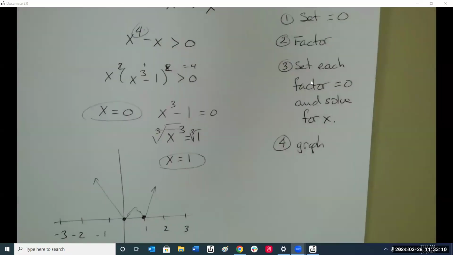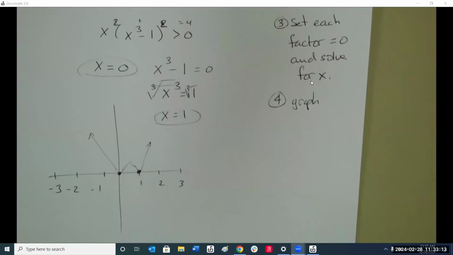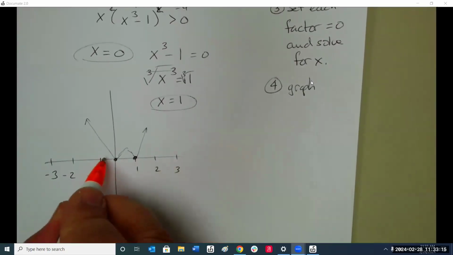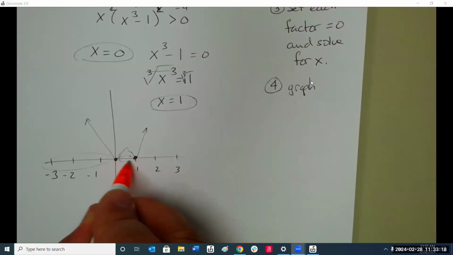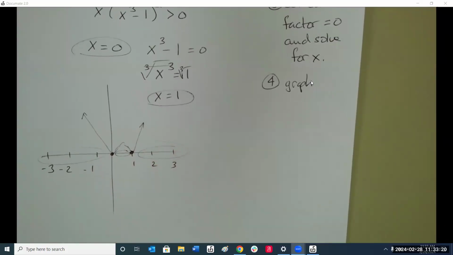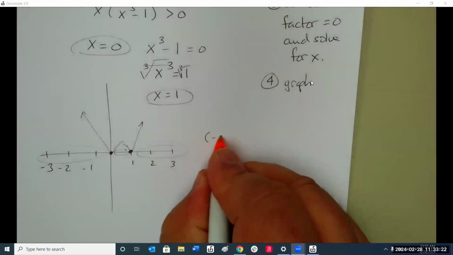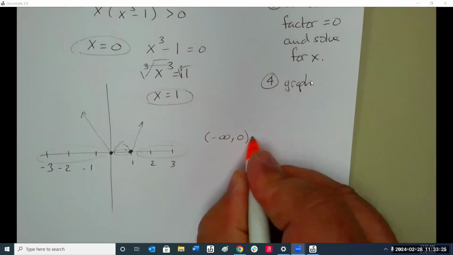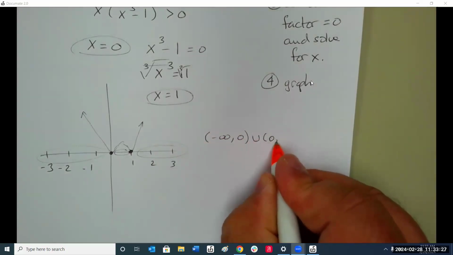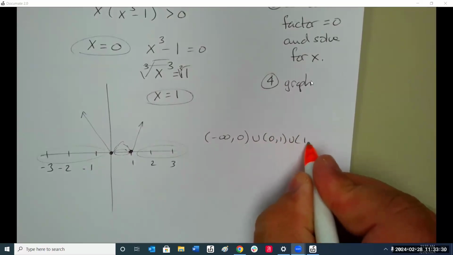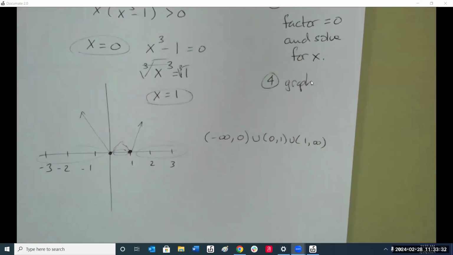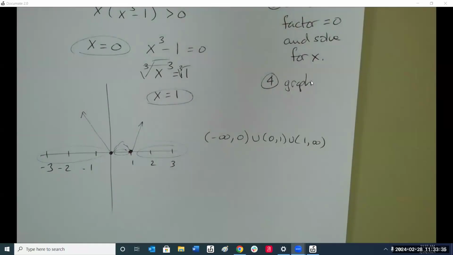So where's our function greater than 0? It's here, here, and here. Negative infinity to 0, 0 to 1, 1 to infinity. Remember, look at the graph, and to determine your answer, look at the x values where that graph is satisfying those conditions.